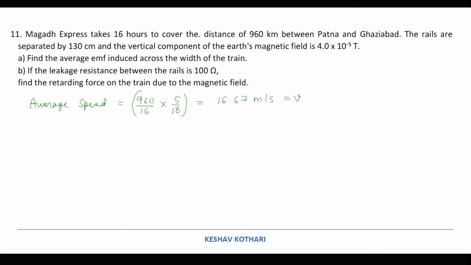Now the separation between the rails is 130 centimeter and the magnetic field is equal to 4 into 10 to the power minus 5 Tesla. So I can write that the EMF induced is equal to BLV. BLV can be written as 4 into 10 to the power minus 5 into length, which is 130 centimeter, which we will convert into meter, and V, which is 16.67, and the value will be calculated in volt. From here we obtain a value equal to 8.6 into 10 to the power minus 4 volt.